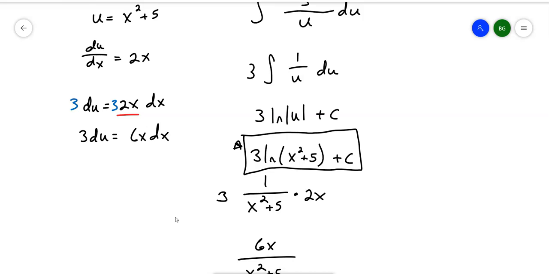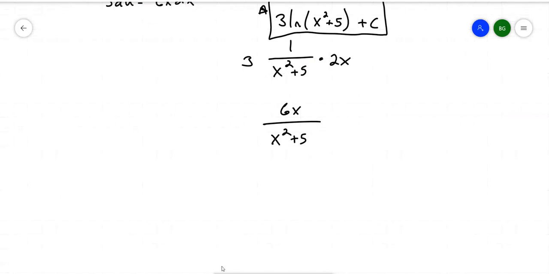There we go. So let's try one more example. This time we'll do a trig function. So we're going to find the antiderivative of cosine of 2x times the sine of 2x dx.